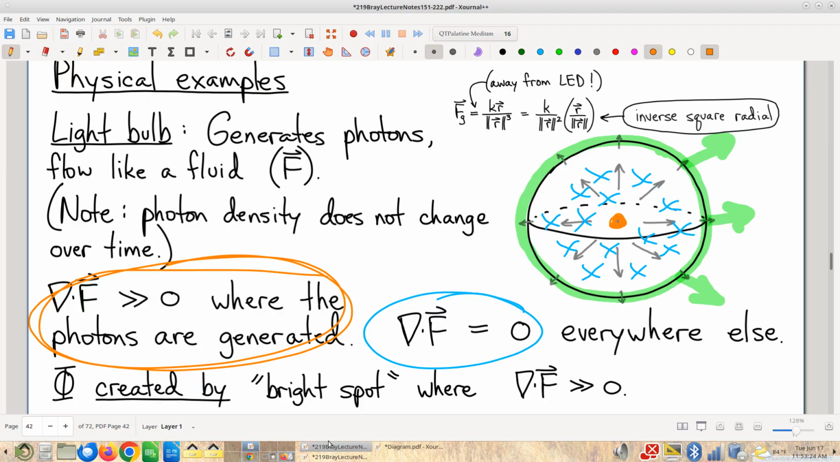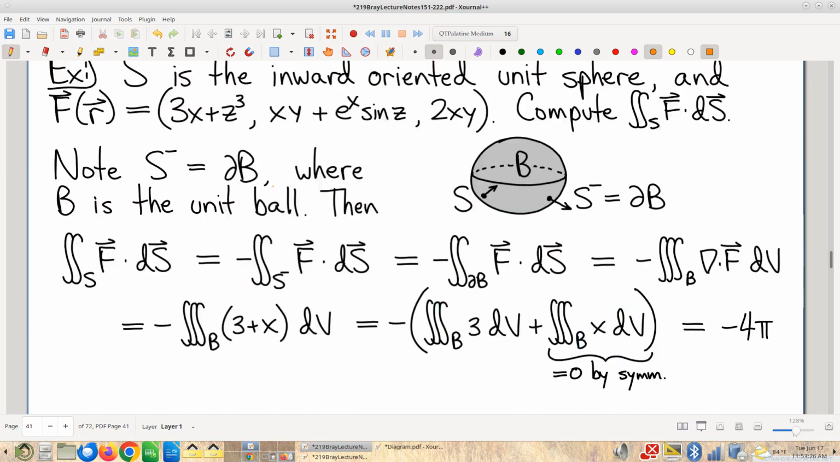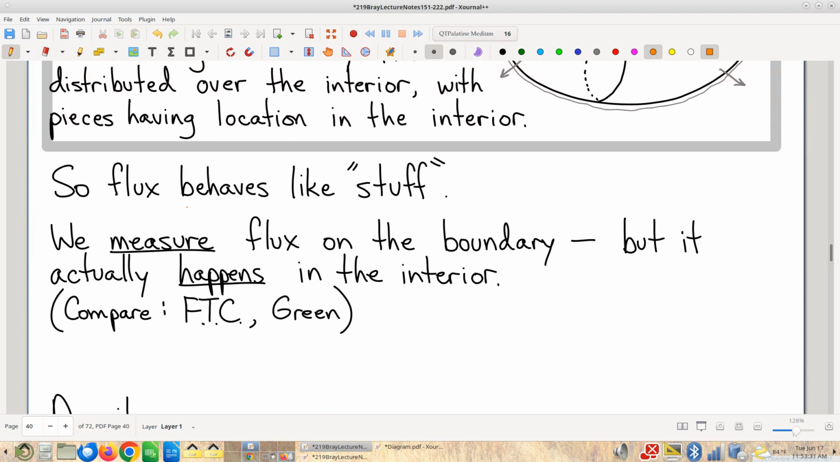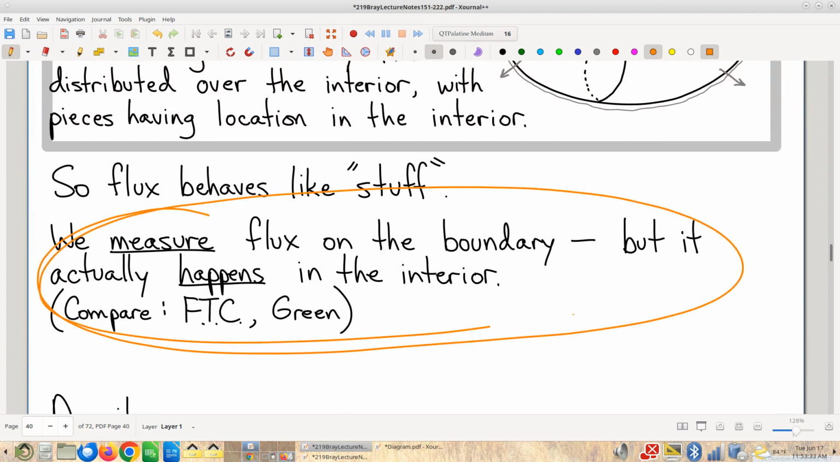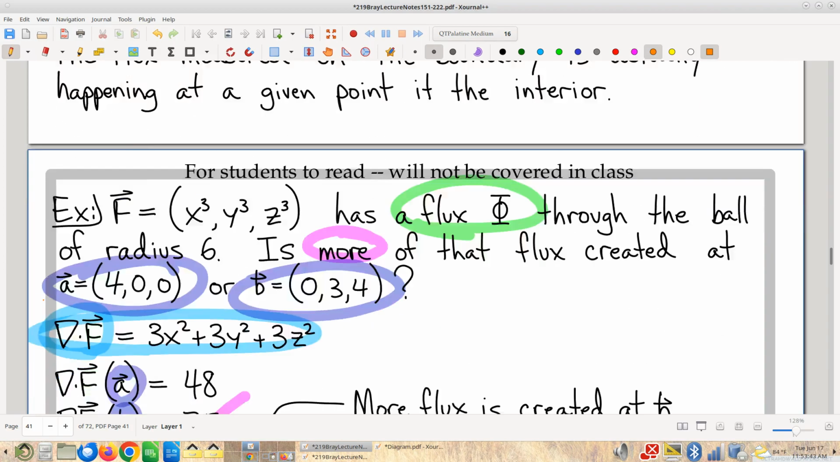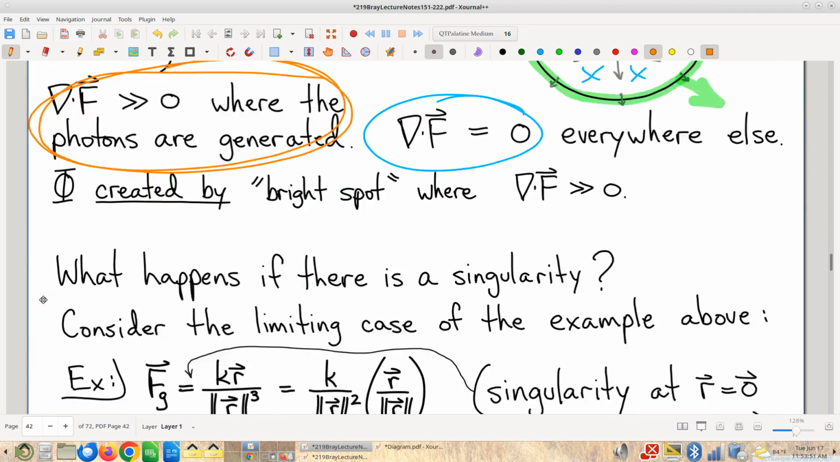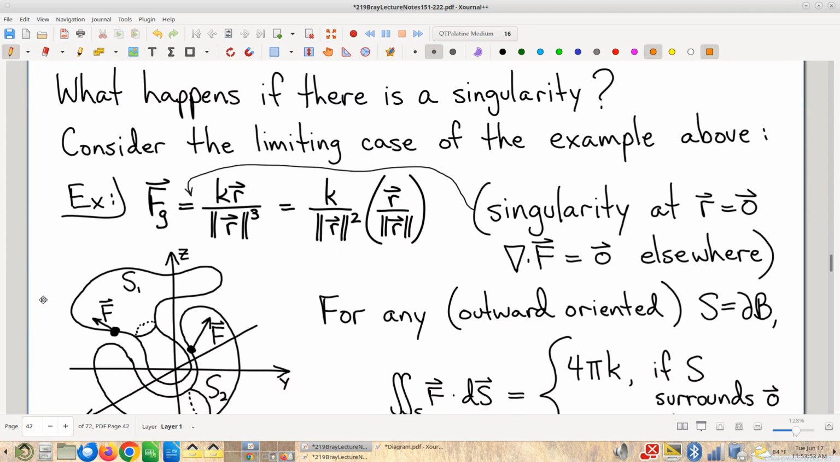And again, to me, the big ask. We measure it on the boundary, but I'm going to try to ask you to believe that it's actually coming from the interior. Yeah, it absolutely is in this example. Okay, good stuff. All right, now let's talk about singularities real quick.